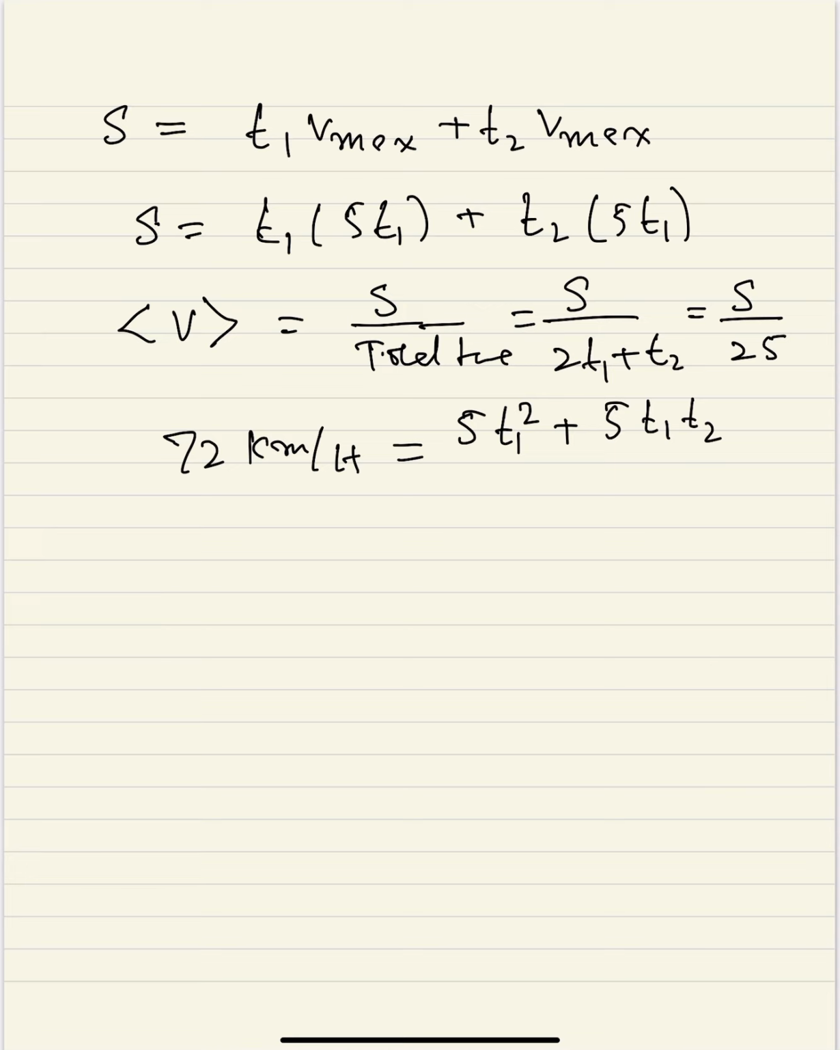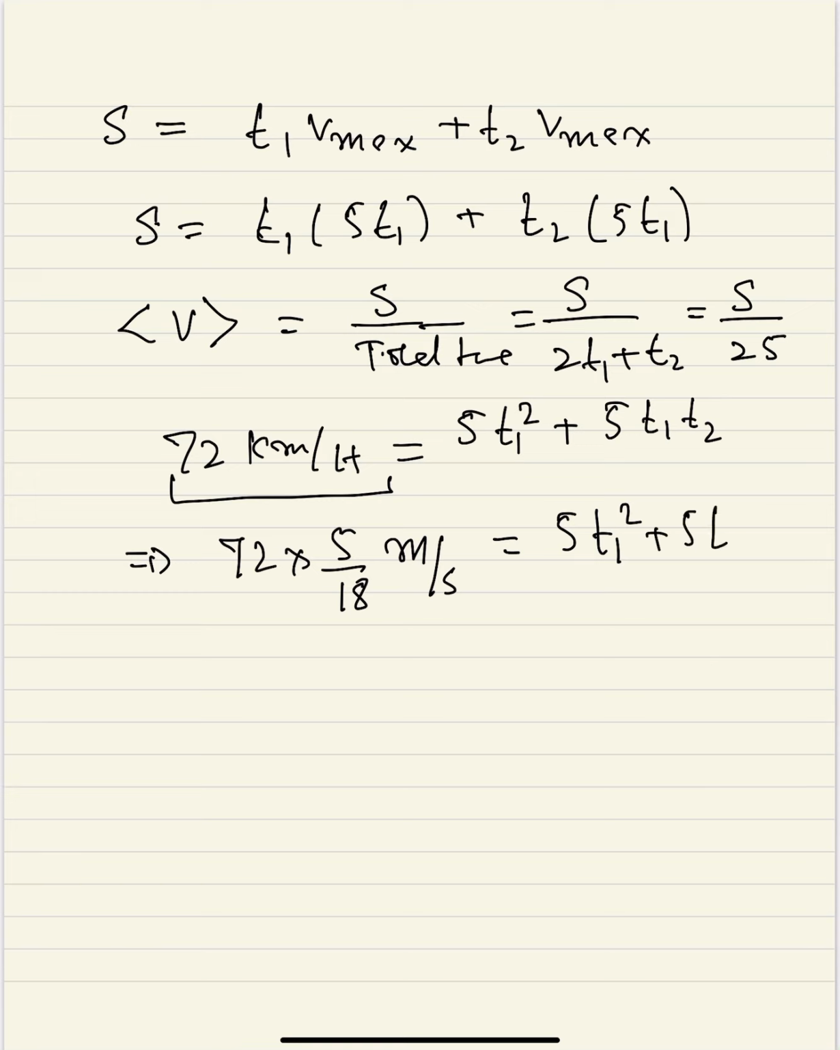Okay. Now this I will convert into meters per second. That is 72 into 5 by 18 will make it meters per second, is equal to 5T1 square plus 5T1 into T2. That is 20 is equal to, how much is this? That is 5T1 square plus 5T1 T2. Now I have to find T2.